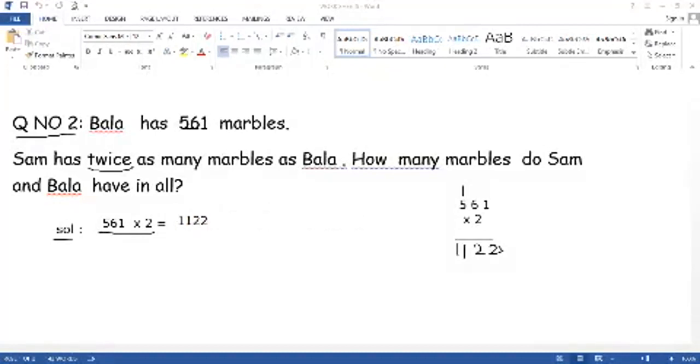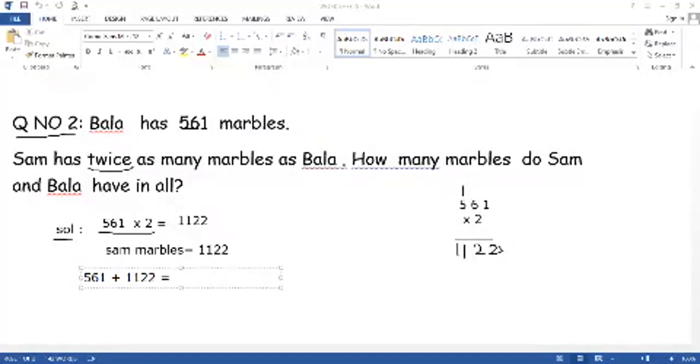So what you have found in this word problem right now is just Sam's marbles, because his marble number was not given. After this working, you all get the answer that Sam has 1122 marbles. Now the question is, how many marbles do Sam and Bala have in all? So now you are going to find the total number. To find the total number, you will add Bala's number. Bala's number is 561, and then you will add it to 1122.